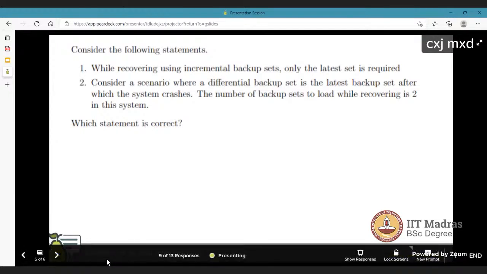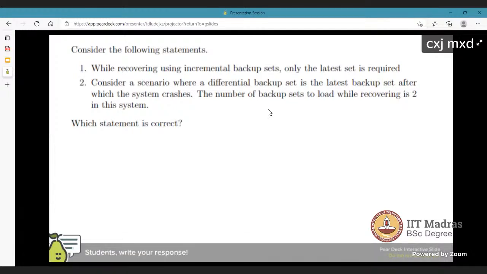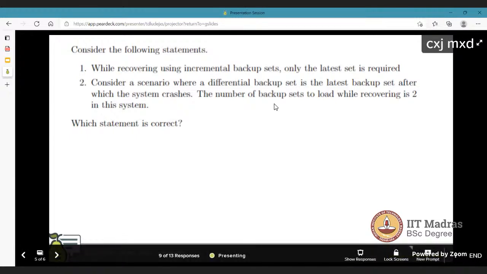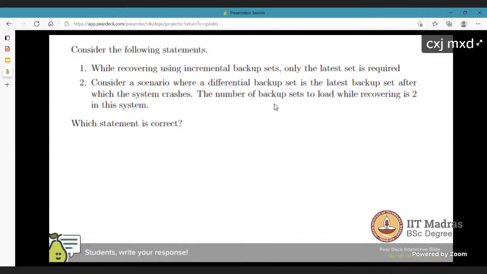One more thing: suppose on Monday we have done the full backup, and on Tuesday, Wednesday, Thursday we have done incremental backups. For the recovery part, we have to take the full backup and all the 3 backup sets, in the same order, right? Only the latest set is not enough. That will be the incorrect statement. We need the full backup plus all the 3 incremental backups, in the same order. Yeah, that was my point.